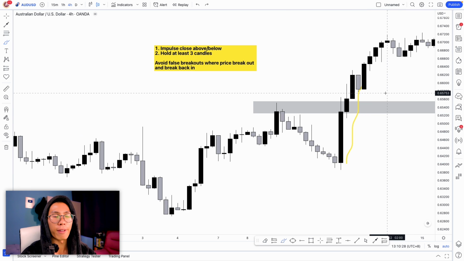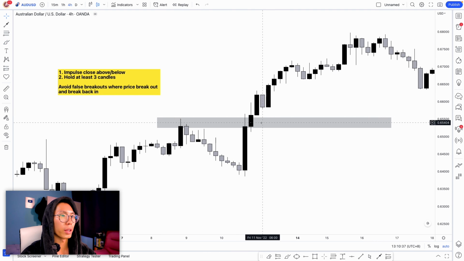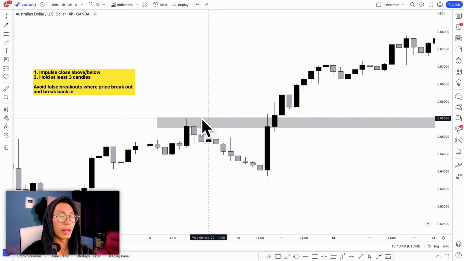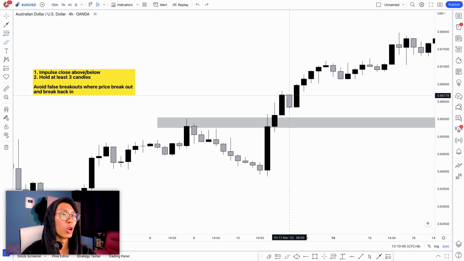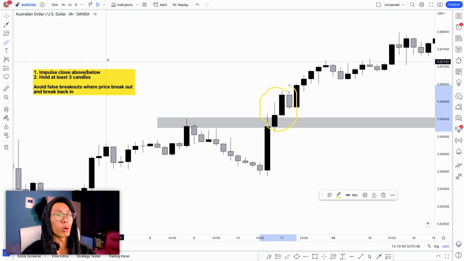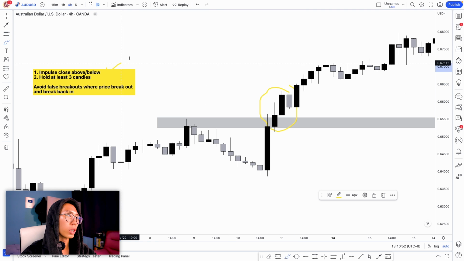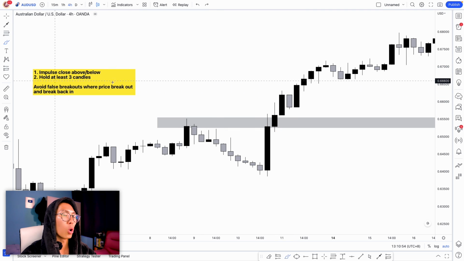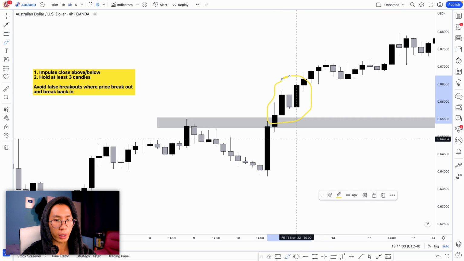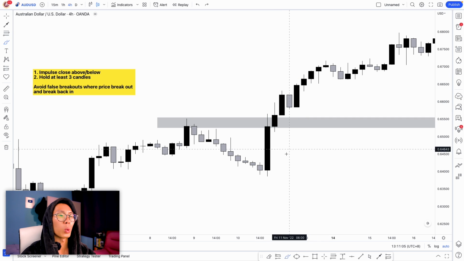And is this a valid breakout? If you look at what happened right here, price actually broke above this area, above the last high, and the candlestick actually closed above it, right? So there was actually an impulse close above it. So the first criteria, check. The second criteria is that it has to hold at least 3 candles. So did it hold at least 3 candles? 1, 2, 3. At least 3 candles right here. So this tells us that this was a valid break of structure.